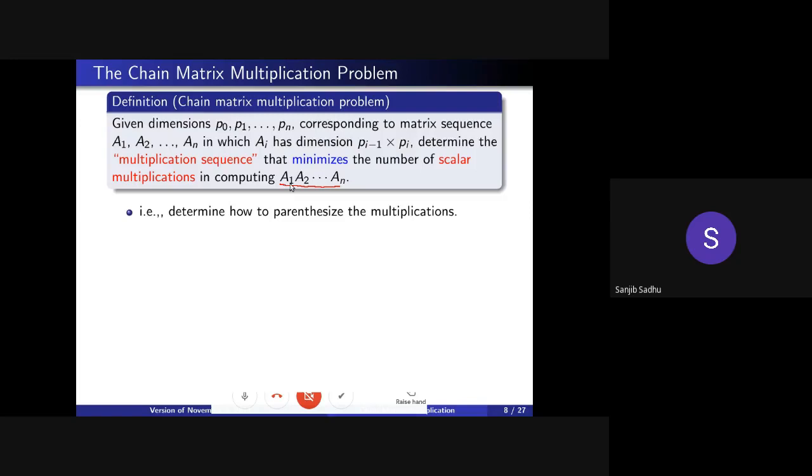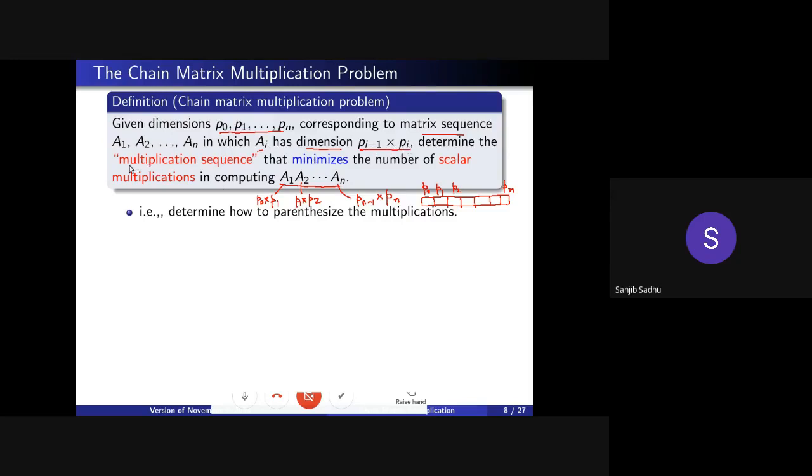N matrices are given. The dimension of A1 is P0 by P1. The order of matrix A2 is P1 by P2, and so on up to Pn minus 1 by Pn. So you can put it in a one-dimensional vector: first one is P0, then P1, P2, in this way up to Pn. So given dimensions P0 to Pn corresponds to the matrix sequence in which Ai has the order Pi minus 1 by Pi. For example, A2 has P1 by P2.